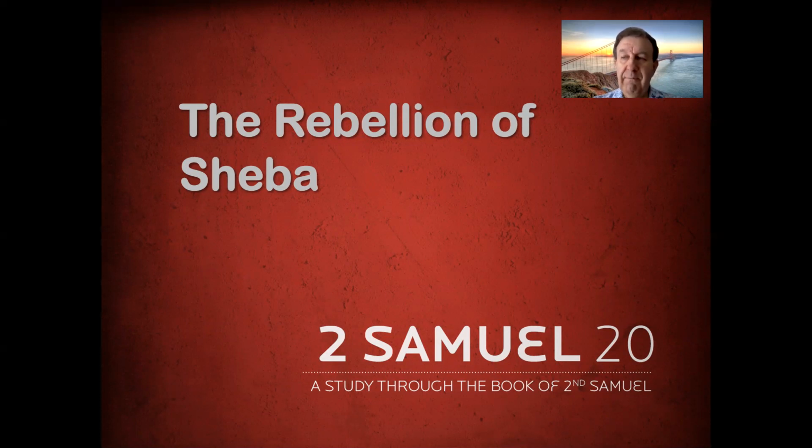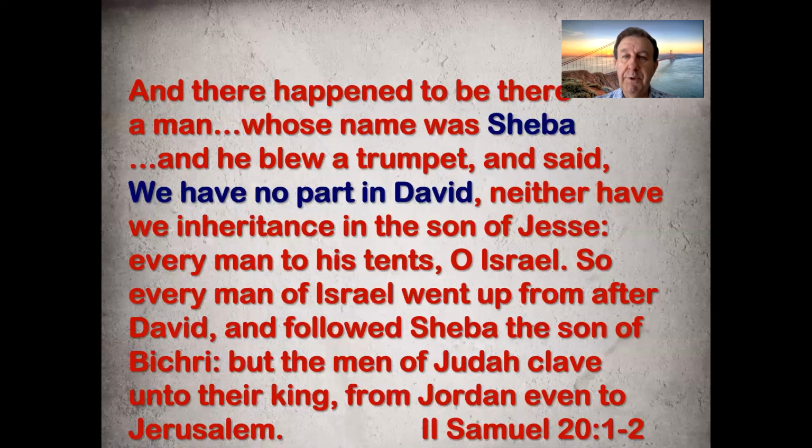We begin reading in the first verse of chapter 20. And there happened to be there a man whose name was Sheba, and he blew a trumpet and said, We have no part in David, neither have we inheritance in the son of Jesse, every man to his tents, O Israel. And so what we have here really is rebellion number 2.